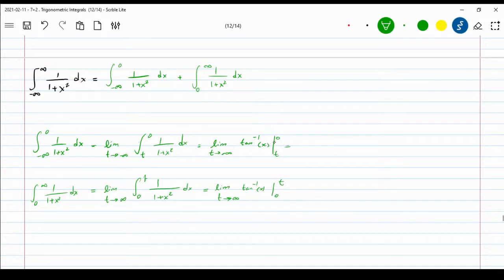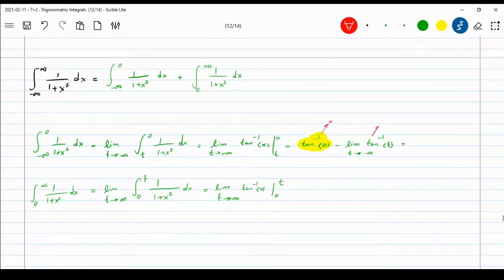So the top limit would be tan inverse of 0 minus limit tan inverse of t, as t approaching negative infinity. I wrote this term separately without the limit because it doesn't involve t. So the limit really doesn't affect it, it's a constant. You can write the limit outside as well, it doesn't make any difference. Tan inverse of 0 is simply 0.